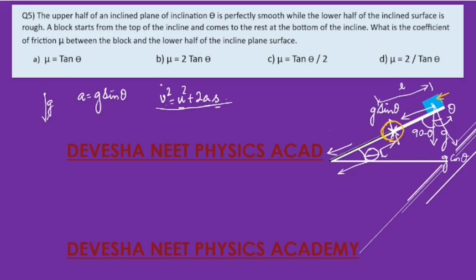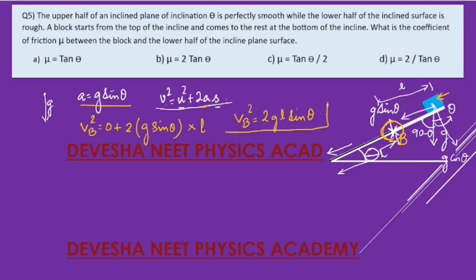Imagine we name this point B. So v at B, v square is equal to 0 plus 2a. What is the acceleration? The acceleration is g sine theta, into the length traversed, which is L. So Vb square, the velocity at B squared, is equal to 2gL sine theta.